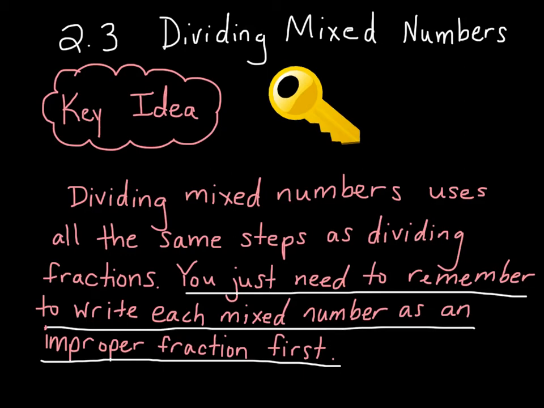Chapter 2.3 is about dividing mixed numbers, and the basic key idea to this one is good news, because dividing mixed numbers uses all the same steps as dividing fractions. You just have that one additional step, and we did it with multiplying fractions. You need to remember to write each mixed number as an improper fraction first, and then you follow all the same steps as we did with dividing fractions.